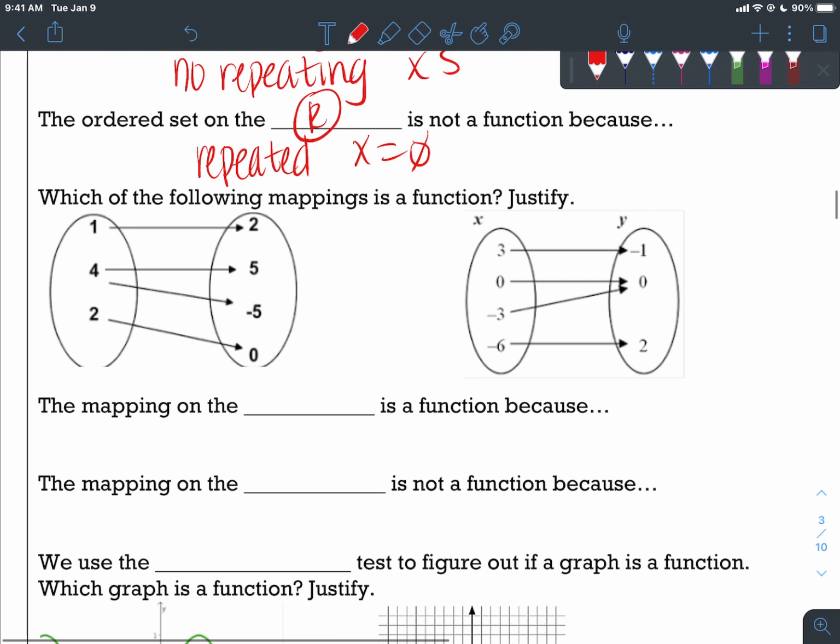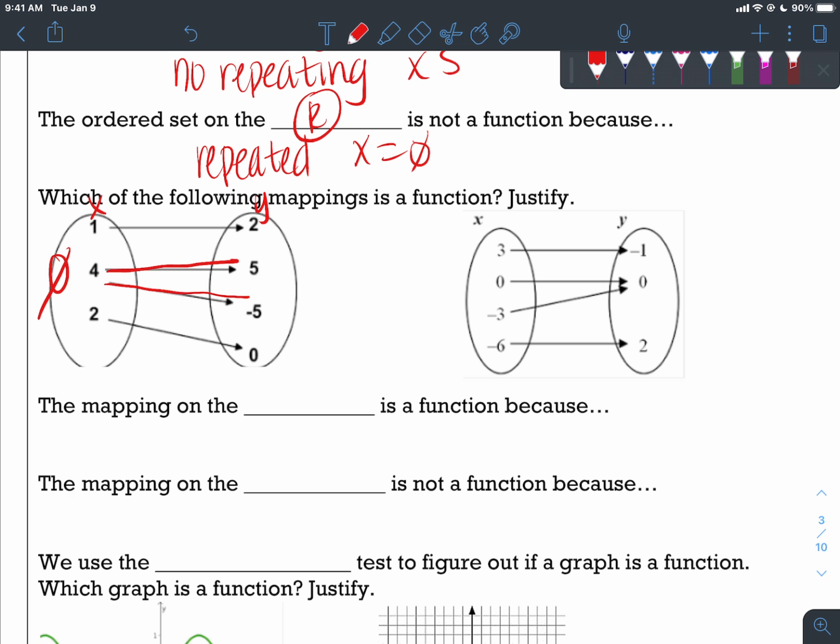All right, let's take a look at the mappings. So they're going to ask us which one is a function, which one is not. So I'm looking to see if there are any x's that have more than one friend. So over here, x and y, remember we always do it in alphabetical order: domain, then range, x, then y. So I look at these and I see that 4 has 2 friends, so that's definitely not a function.